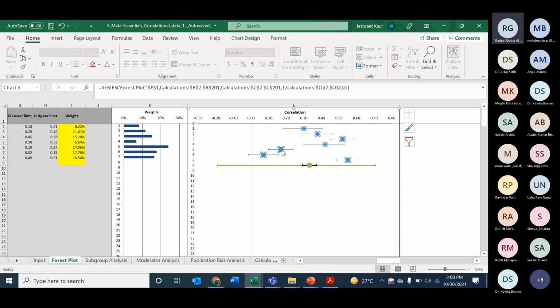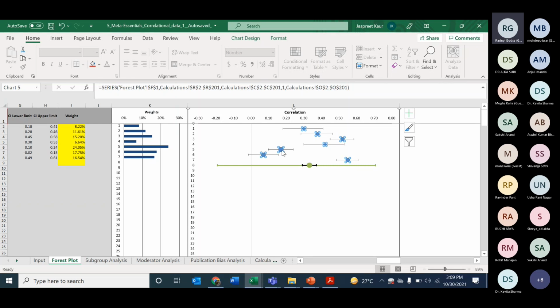So here also, when the sample size is small, the precision is also small and the confidence interval is too huge. So despite the fact that we are saying that this is the effect size of this study, we can't be sure because the confidence interval varies from 0.3 to 0.53.